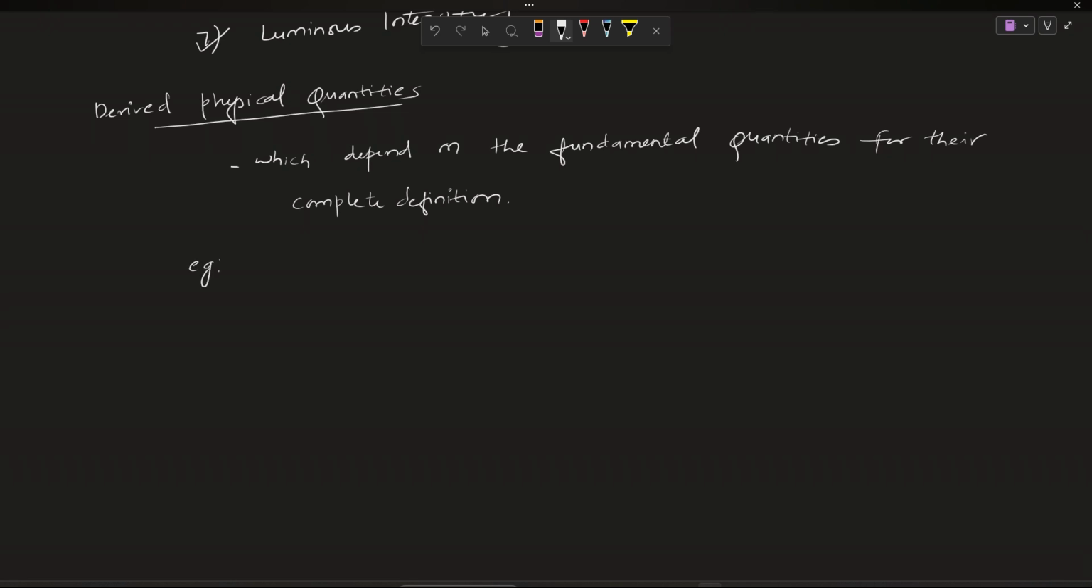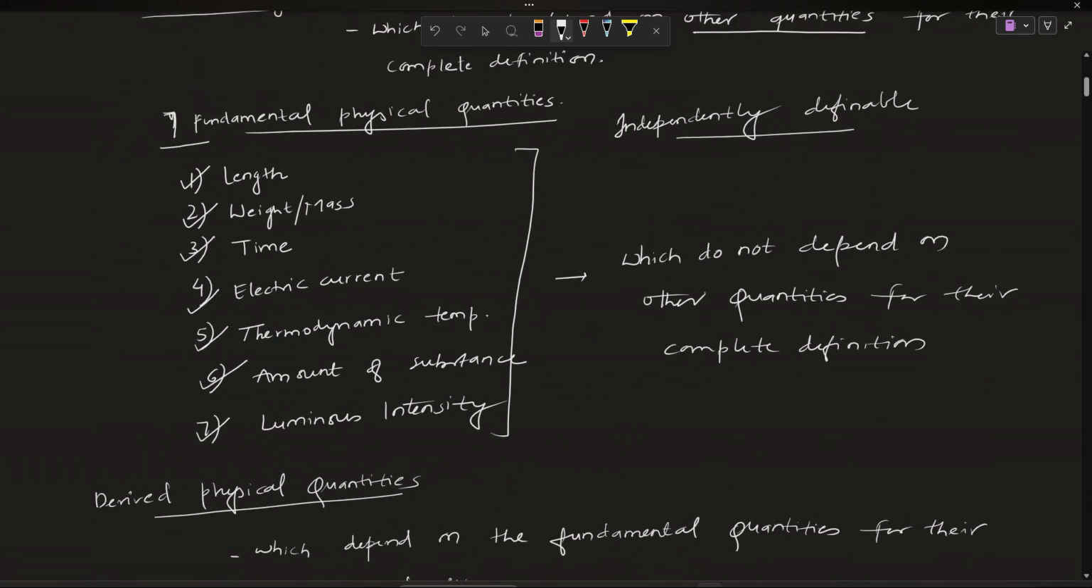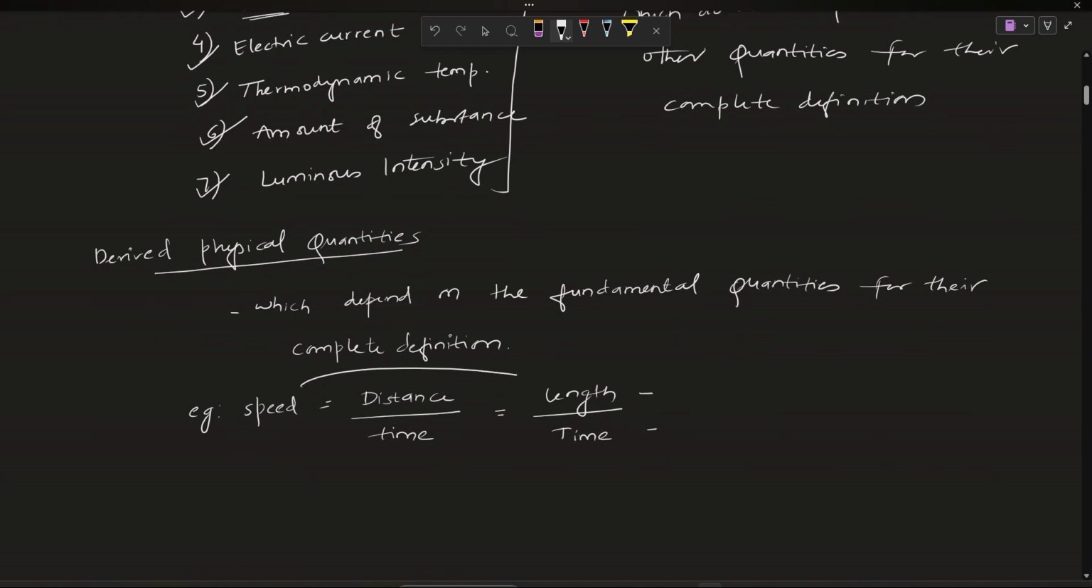We can take the example of speed. Speed is nothing but distance by time. Distance is nothing but length, and time is time. These two are fundamental quantities, length as well as time. So we have defined speed in terms of fundamental quantities, and actually speed is a derived physical quantity. Now take some more examples, like force. Force is nothing but mass into acceleration. Mass is a fundamental quantity. Acceleration is nothing but velocity by time.